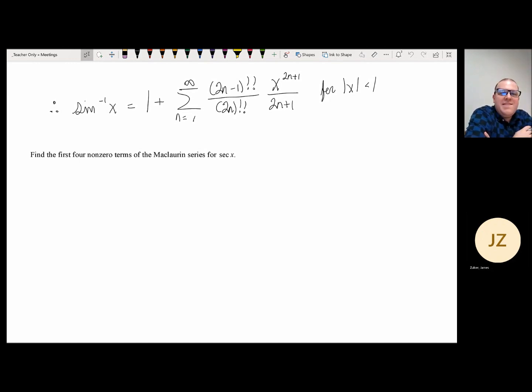Find the first 4 non-zero terms of the Maclaurin series for secant x. Notice the difference between this one and the third problem. Third problem just asked for the first 5 terms, right? Here we're being asked for non-zero terms, which means we may have to go out further than n equals 3.